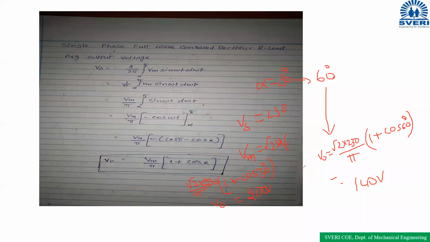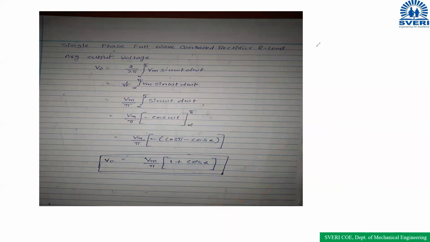You can calculate afterwards. If the firing angle is 30 degrees, we are getting 200 volts. If we increase the firing angle, we are getting 140 or 130 volts and so on. Clear? What we can conclude is that if you increase the firing angle, the output voltage will decrease from 200 volts to 140 volts. Did you get the point? You can calculate personally. The output voltage is less than 200 volts if the firing angle is increased.